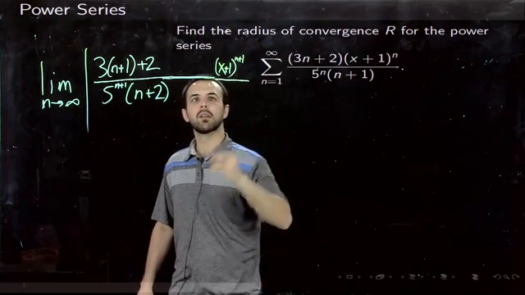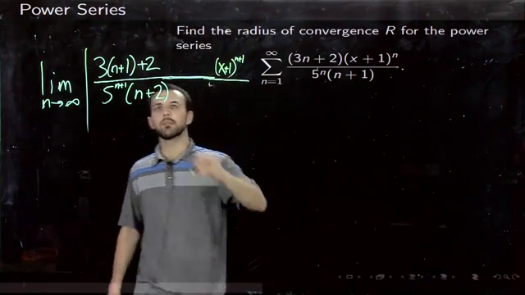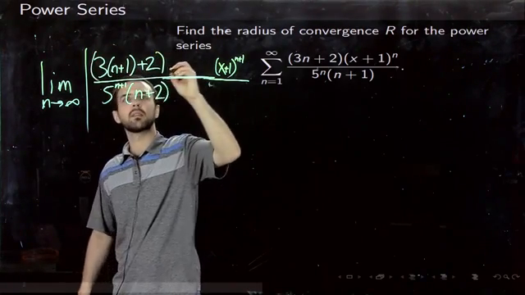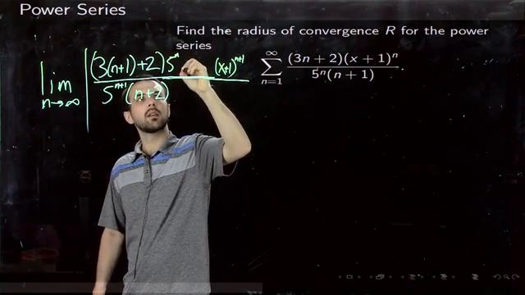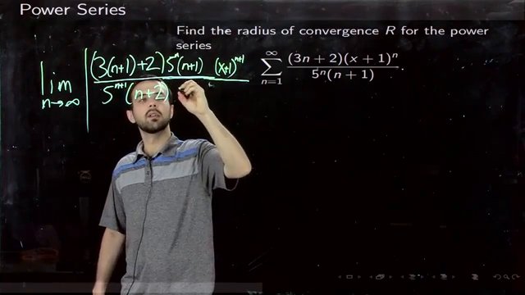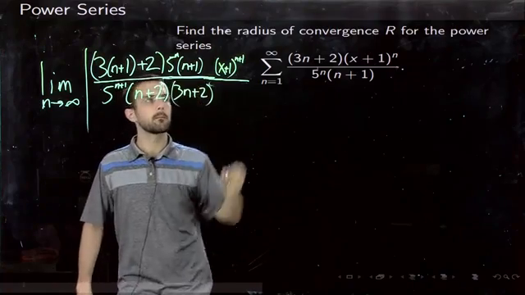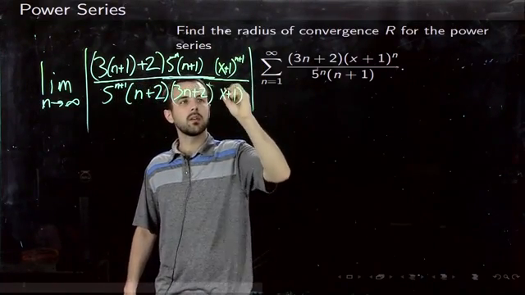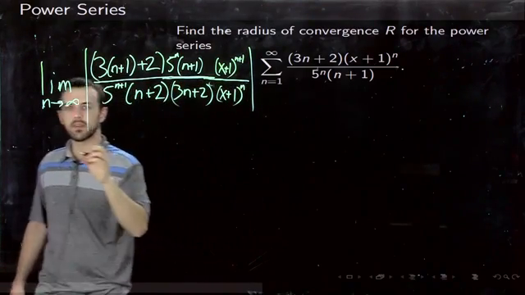And then now we're going to throw in our n term. So everything's just the same, just backwards. Let's keep that all together. 5^n, n plus 1, and then 3^n plus 2. And we have an (x plus 1) to the n. All right, I squeeze that all in there.